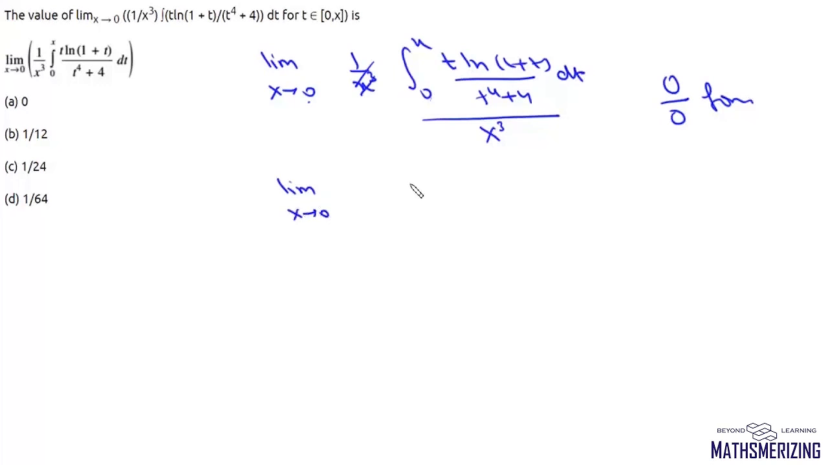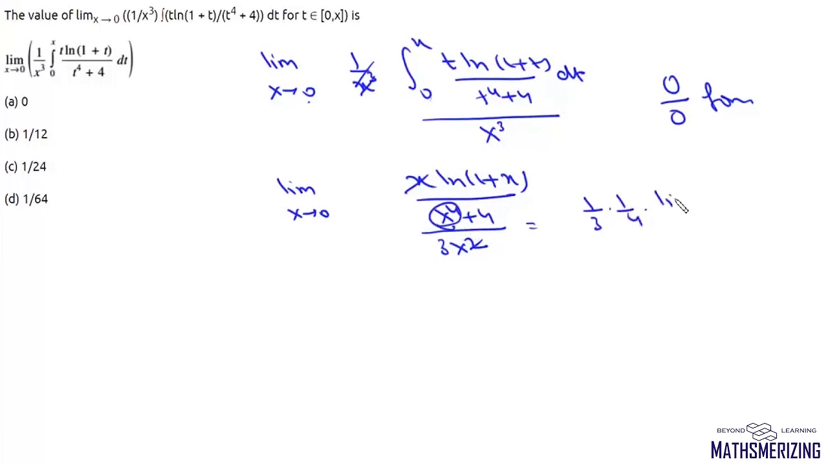Now when it is 0 upon 0 form, we can use L'Hopital's rule. We'll differentiate the numerator. It will be x log 1 plus x upon x to the power 4 plus 4, upon 3x square. Now we'll cancel this x with x, then we can write 1 by 3 into, I will put x as 0 here, we'll get 1 by 4, and then this limit x tends to 0 of log 1 plus x upon x, and this is 1. So value of this limit is simply 1 by 12, and that's your option B.